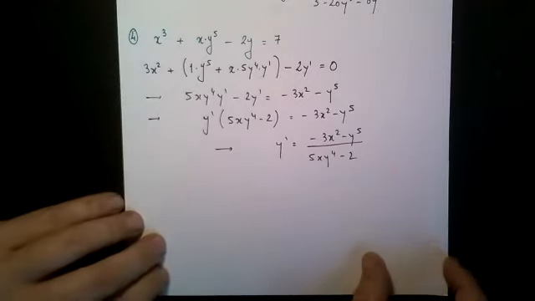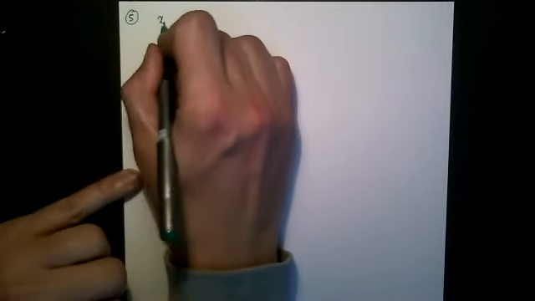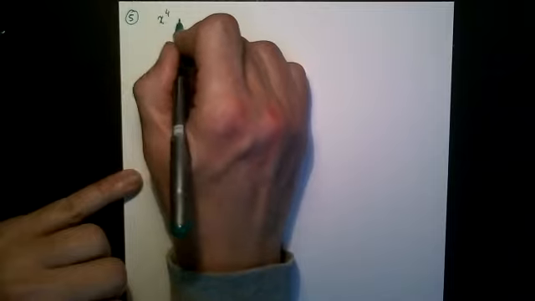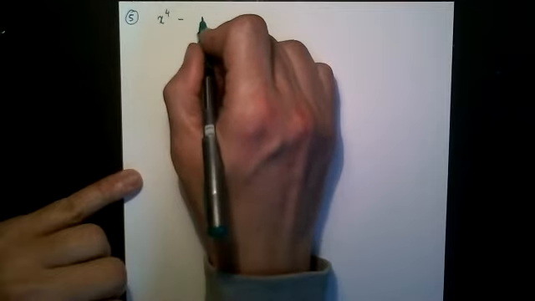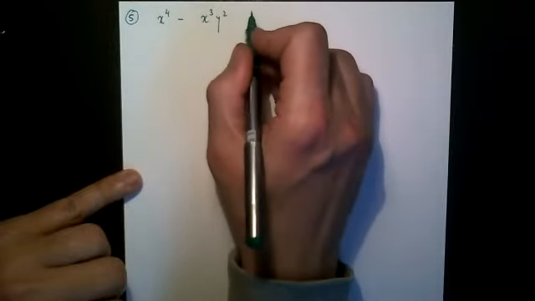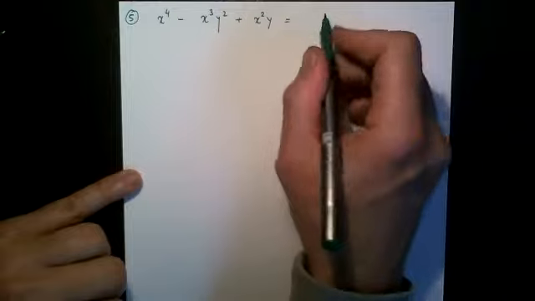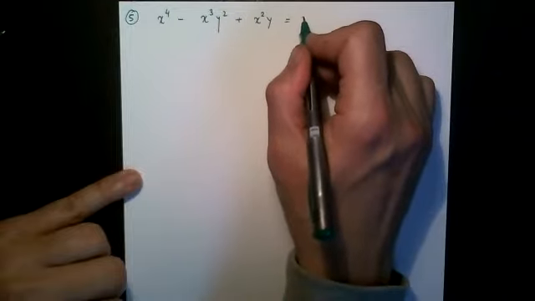Okay, let's go. Number 5. X4 minus X3 Y2 plus X2Y equals, let's say, 3 power X.